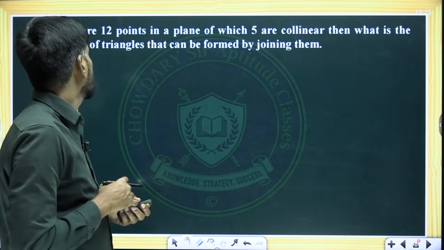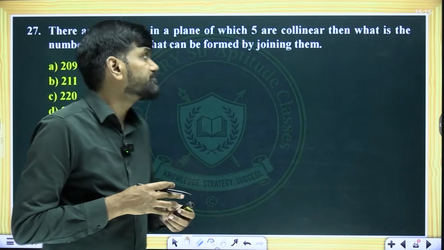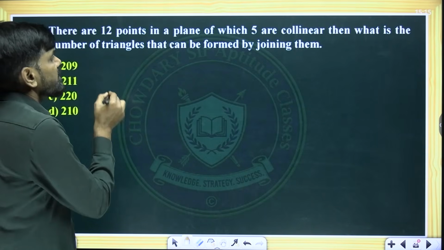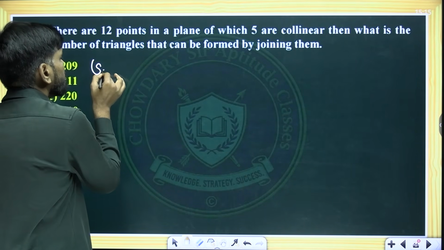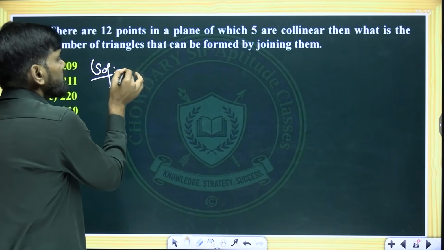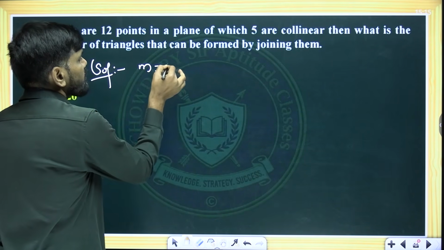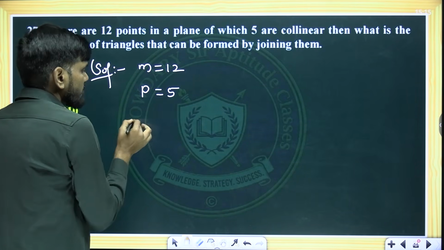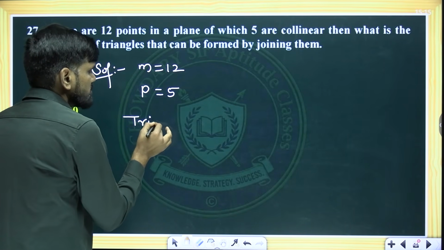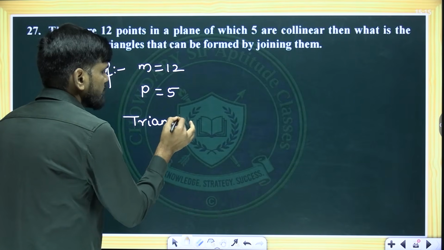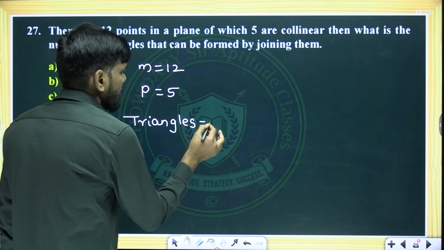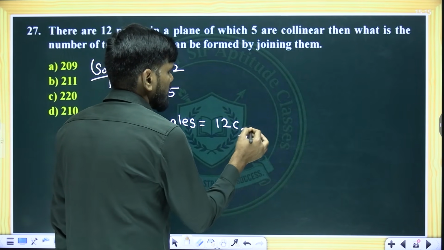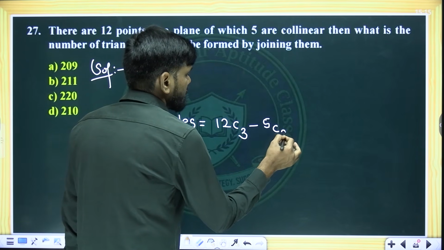Next, problem number 27. There are 12 points in a plane of which 5 are collinear. Then what is the number of triangles that can be formed by joining them? Same story. Here M is given as 12. Out of the 12, 5 are collinear. So P is given as 5. They are asking you for the number of triangles. So the number of triangles is equal to MC3 minus PC3.